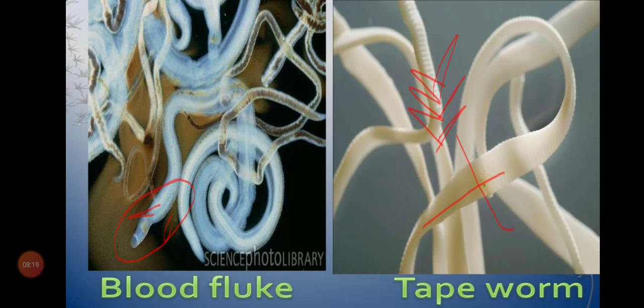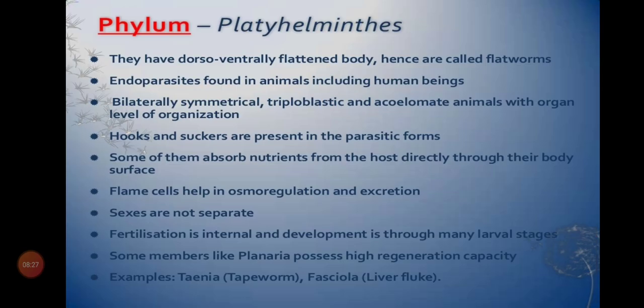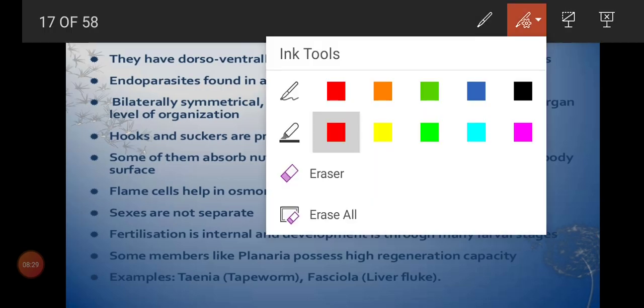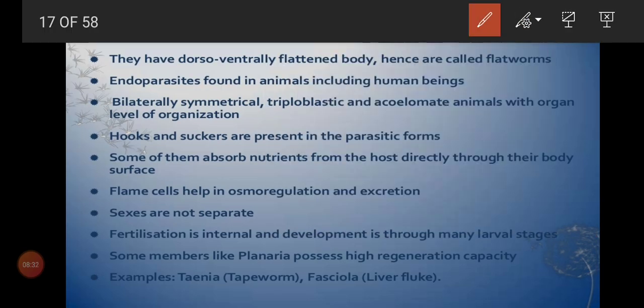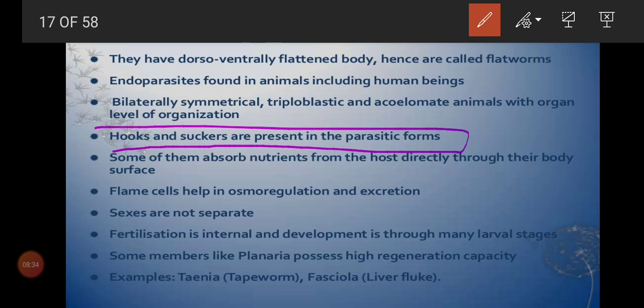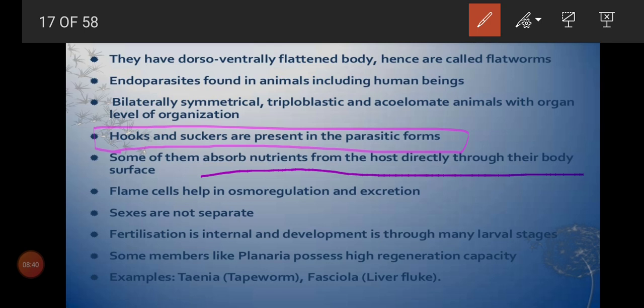So hooks and suckers. Hooks help to attach firmly to the small intestine. Suckers will help to absorb food material. These are the two points you want to remember under the Platyhelminthes. Now hooks and suckers are present in the parasitic forms. Hook for attachment, suckers to absorb food. Some of them absorb nutrition from the host directly through their body surface, by simple diffusion also. If not, they'll use the suckers to absorb food.